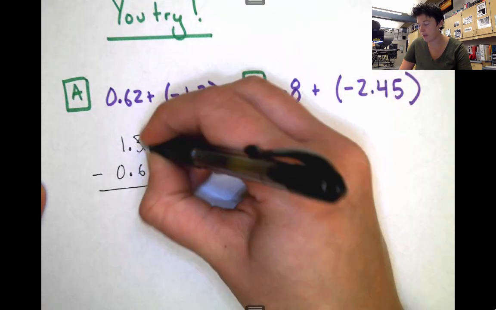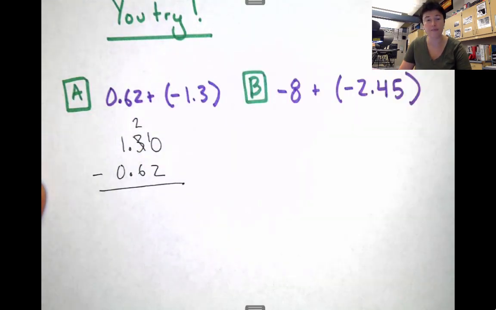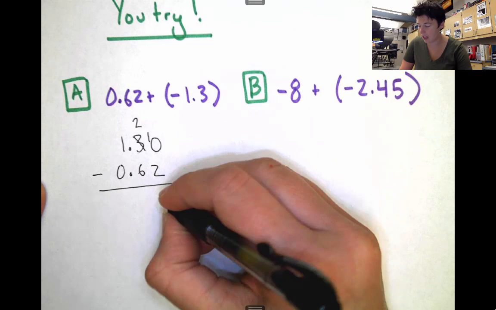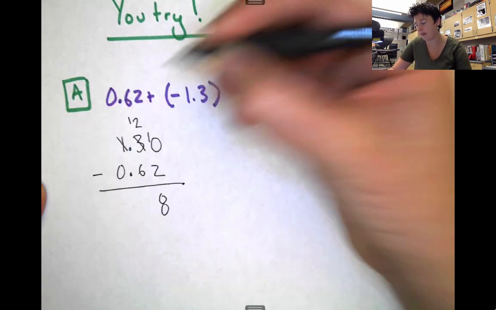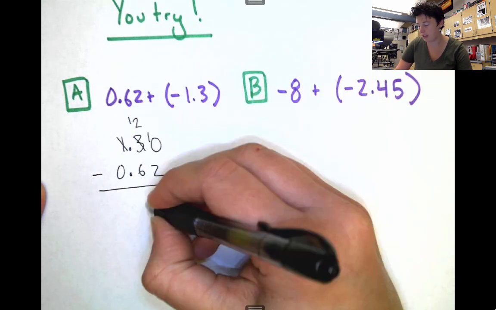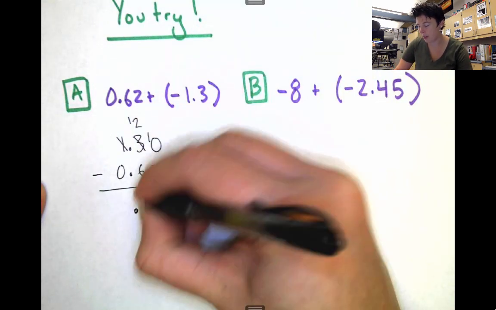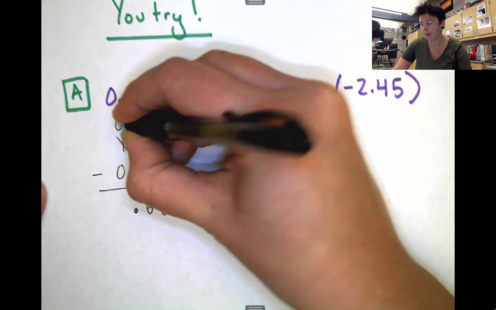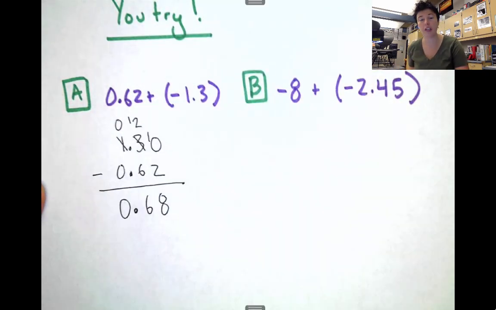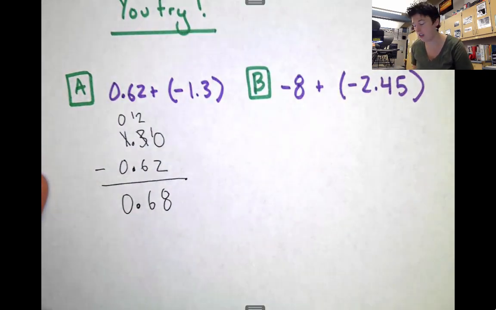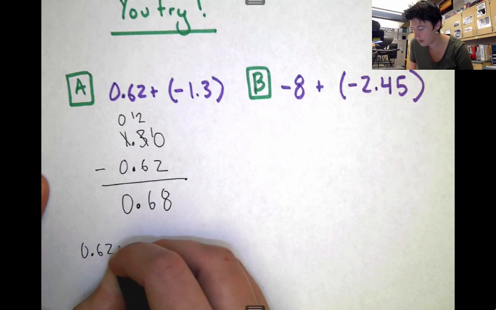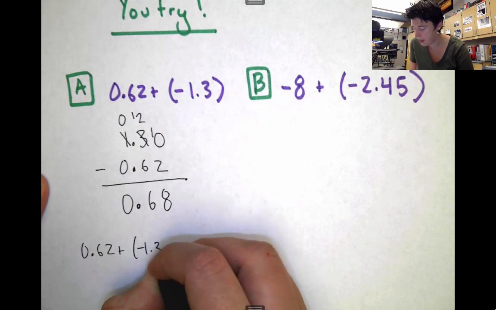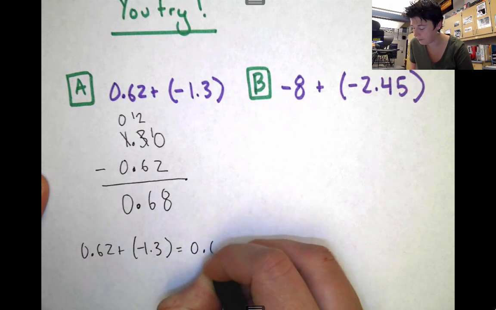I'm going to borrow from the 3, make it a 2, make this a 10. 10 minus 2 is 8. 2 minus 6 I can't do, so I'm going to borrow from the 1, make it 12. 12 minus 6 is 6. Here's the decimal point all lined up. And 0 minus 0 is 0. So I get 0.68. So I'm going to write my final answer: 0.62 plus negative 1.3 equals 0.68.